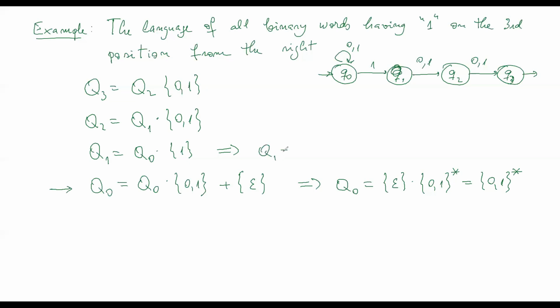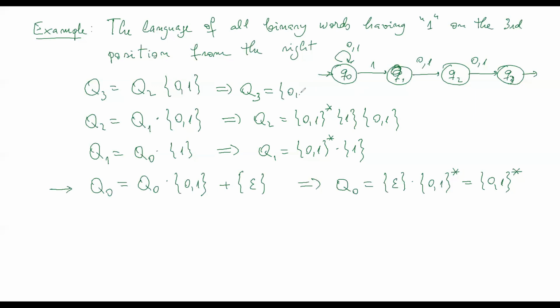So it's going to be Q1 is 0, 1 star times 1. And from this one you have Q2 is Q1, which was this one. So Q2 is this part, 0, 1 star, followed by 1, and followed by this 0, 1. And finally, Q3 is just Q2, which is this one, followed by 0, 1. So you have 0, 1 star, followed by 1, followed by 0, 1, and followed again by 0, 1. And that's it. Now you have that the language of the automaton is, this is the only final state, so it's really just Q3. And that's exactly what we wrote in there.